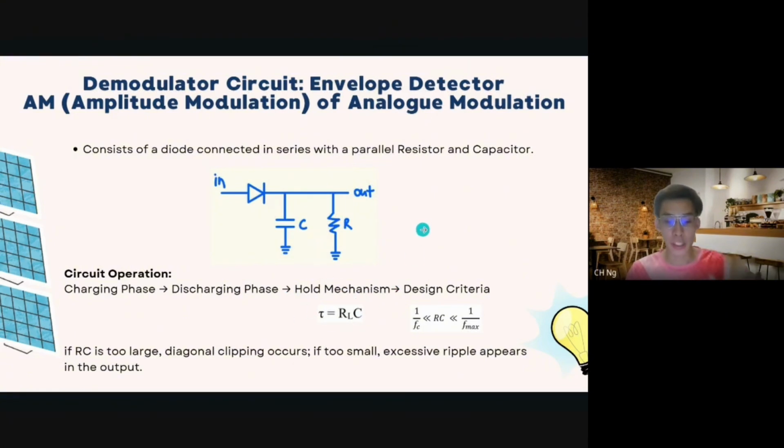For distortion-free demodulation, the RC time constant must satisfy this formula. So if RC is too large, diagonal clipping occurs. If it's too small, excessive ripples will appear in the output.